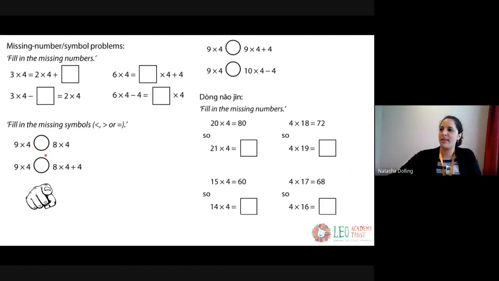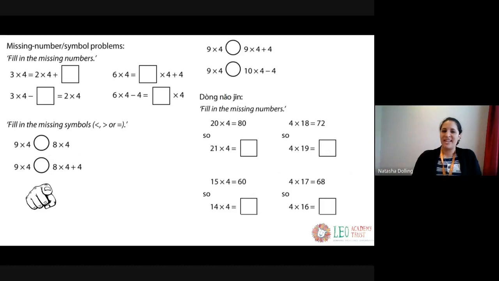So can you guys pop it in the chat, or have a go at writing in the symbols to make those correct? So we've got 9 times 4 is greater than 8 times 4. Yep, absolutely. And then we've got 9 times 4 is equal to 8 times 4 add 4. Perfect, guys. And there's more coming in.